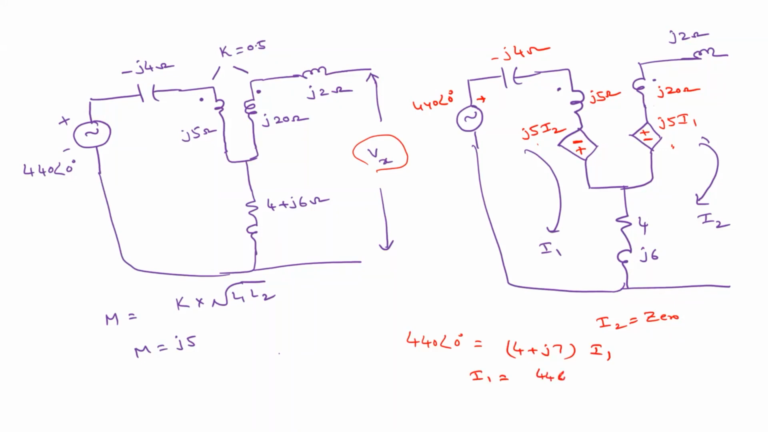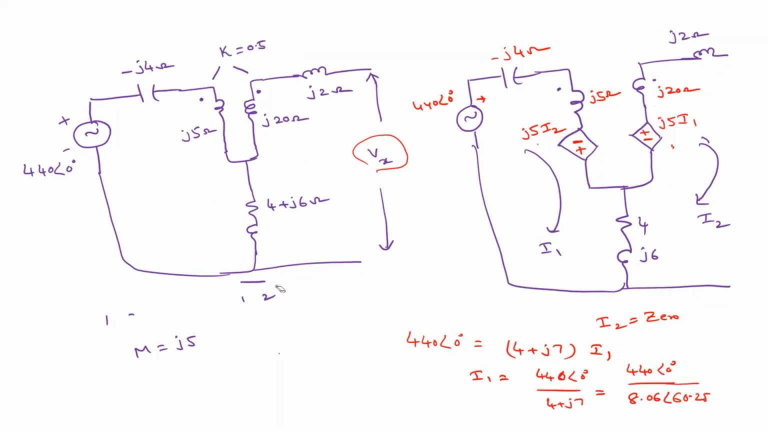440 at an angle 0 over 4 plus j7. Tan inverse. So what is this value? Sir, 8.06 at an angle 60.25. 8.06, meaning the I1 denominator value. Okay, so you are saying that 440 at an angle 0 over that is how much? Sir, 8.06 at an angle 60.25. Okay, 60.25. So tell me what is the I1 value?